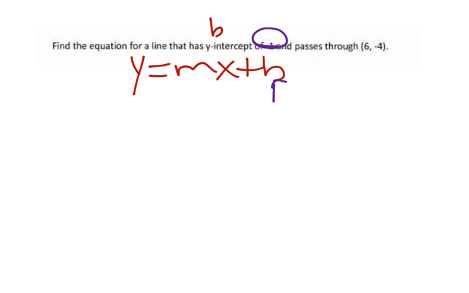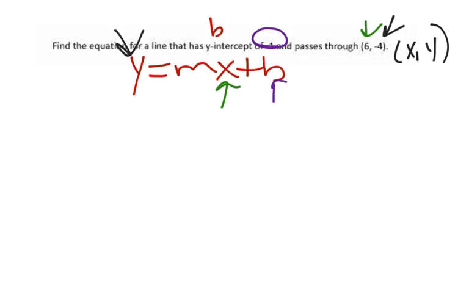Okay, now they want you to find the equation for a line that has a y-intercept, which we remember is b, of negative 1, and it goes through the point 6, negative 4. So y equals mx plus b is our starting point. And we're going to put the negative 1 in for b, and we're going to put the 6 in for x, and we're going to put the negative 4 in for y. Because remember, a point is given as x, y.